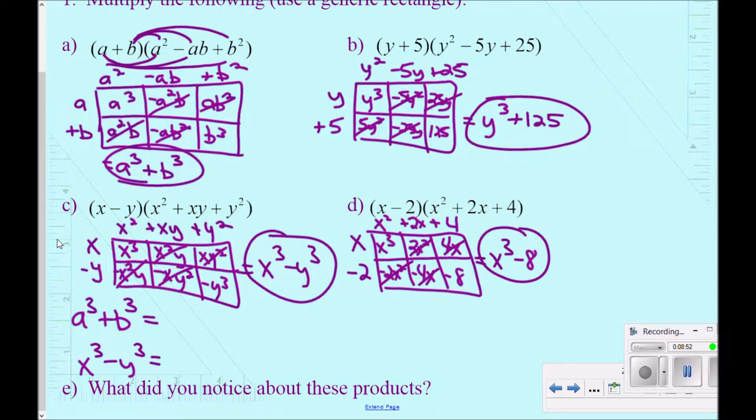The first thing that we can see very clearly is that a cubed plus b cubed is not a plus b, the quantity cubed. We didn't take a plus b times another a plus b to get a cubed plus b cubed. That is a common misconception, so be careful with that. It's not equal to, never will be. Similarly, x cubed minus y cubed is not x minus y, the quantity cubed.